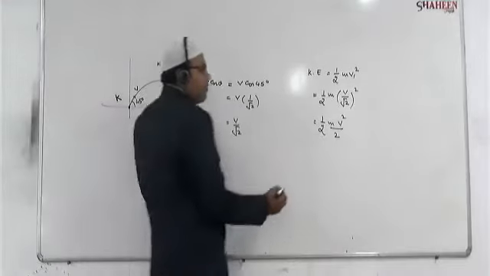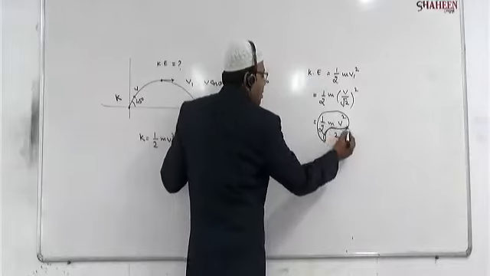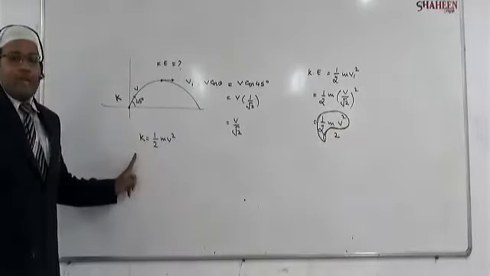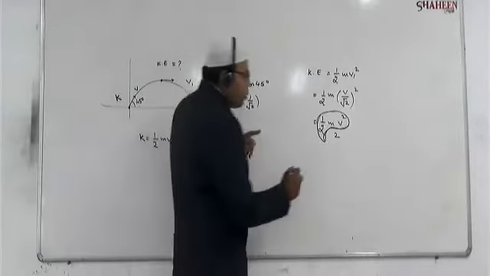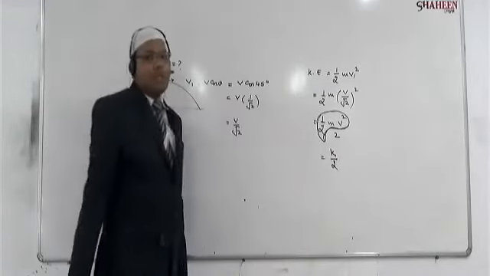Now pay attention, very important thing. What is this half mv square? Pay attention to this part. What is this half mv square? Already half mv square we have taken as k, and that is given in the question. So therefore half mv square I will write as k, and this I will write as 2. So the answer is k by 2.